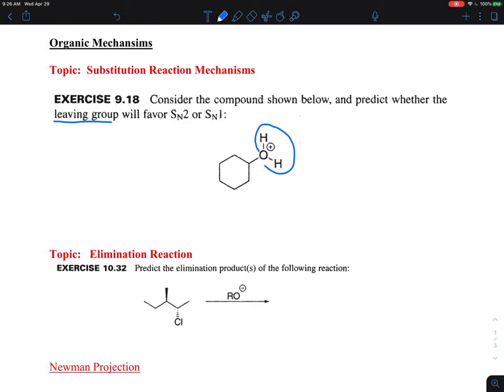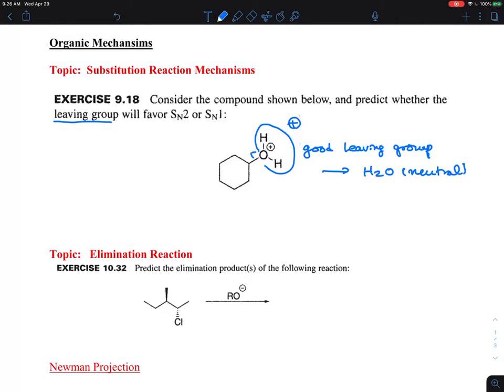And this is a good leaving group, because when it leaves it becomes H2O, which is neutral, right? When it is attached to the molecule it is an ion, but when it leaves it is neutral, and that's a good leaving group. So this is a good leaving group.